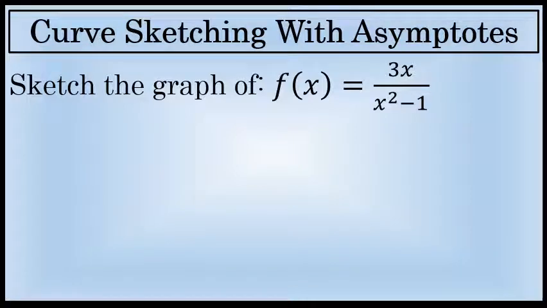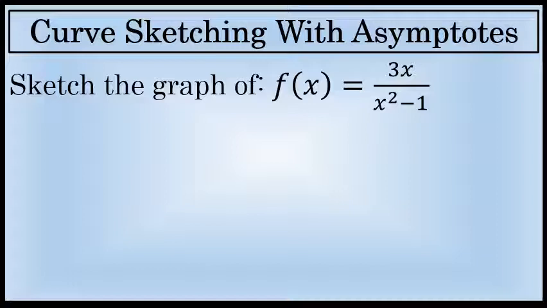Sketch the graph of f of x equals 3x over x squared minus 1. This function could be described as a rational function. The most basic definition of a rational function is that it is a ratio of polynomials. It's a fraction with a polynomial in the numerator and denominator.